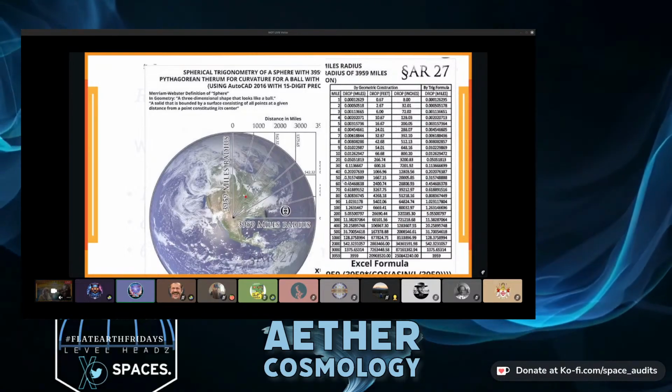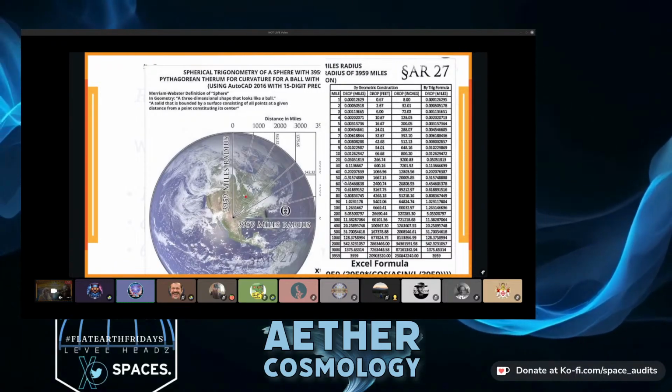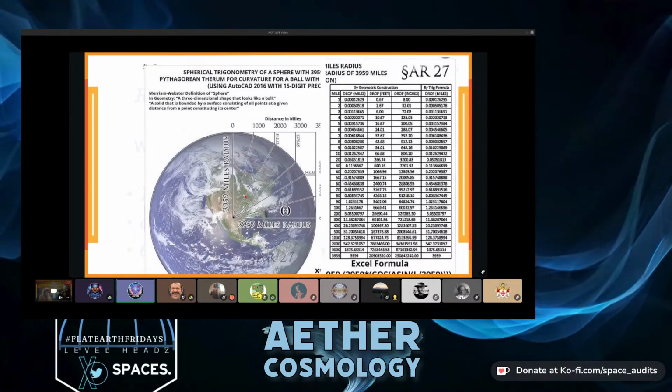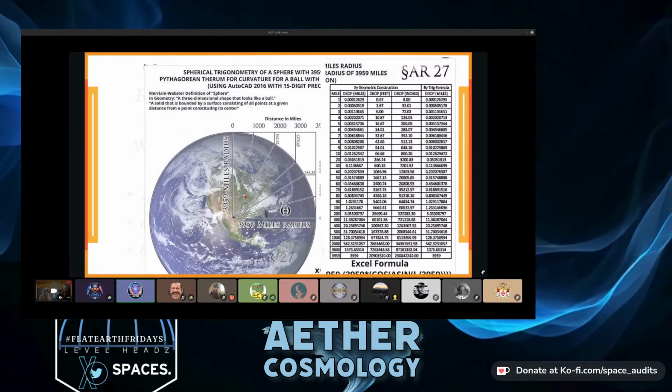That's an accurate measurement. Literally, the 3959 applies to the limit of your view, and the circumference that they keep measuring based on the things in the sky would apply to the limit of your spherical vision. That makes way more sense.